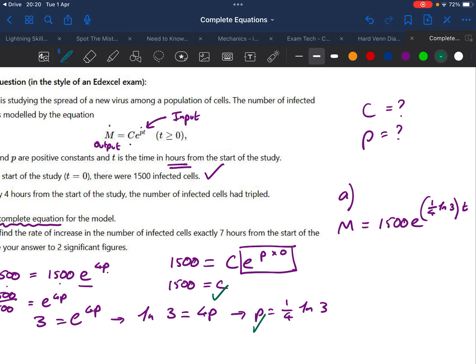So this is when the mark would be scored, and I do actually need the left-hand side and the right-hand side and so on. That's how you score a mark for a complete equation.